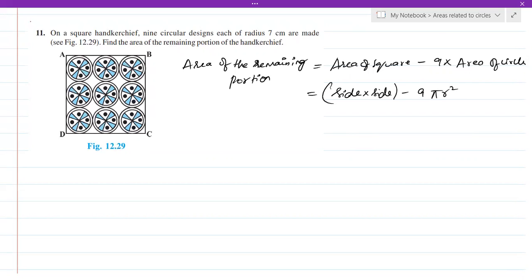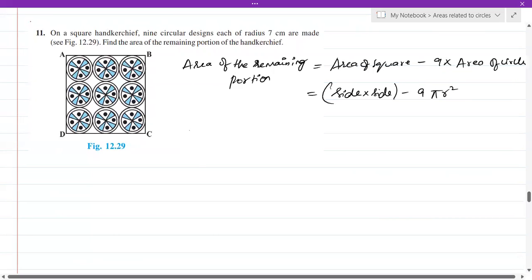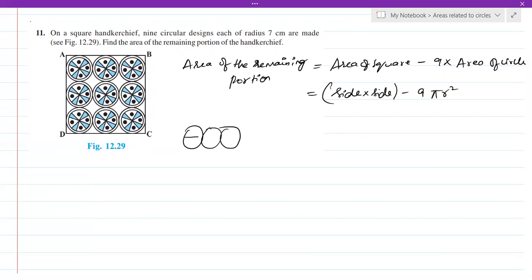See here, if you observe, there are 3 circles. Let me draw the figure again. Now the diameter of the first circle plus the diameter of the second circle plus the diameter of the third circle will be equal to the side of the square, right? Let's say this is AB. This is the complete figure. I've just taken the top 3 circles. Forget about the bottom. And if you observe, the diameter of the first circle, diameter of the second, diameter of the third will be equal to AB, right?